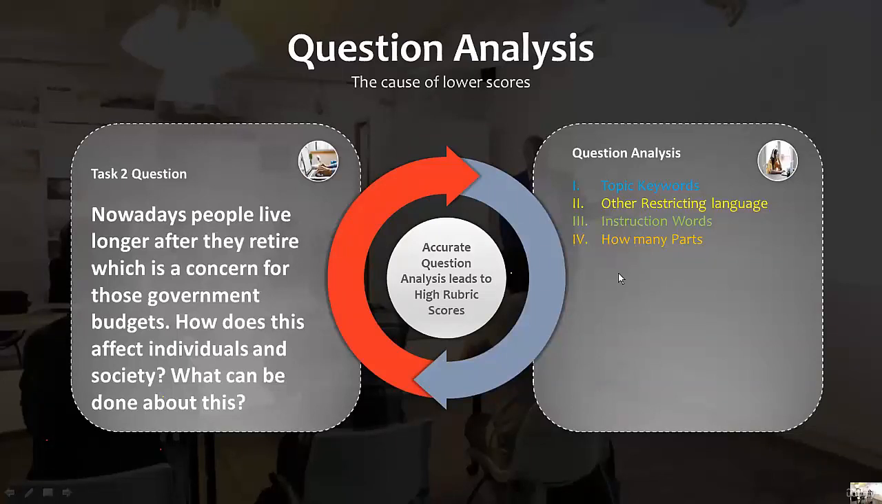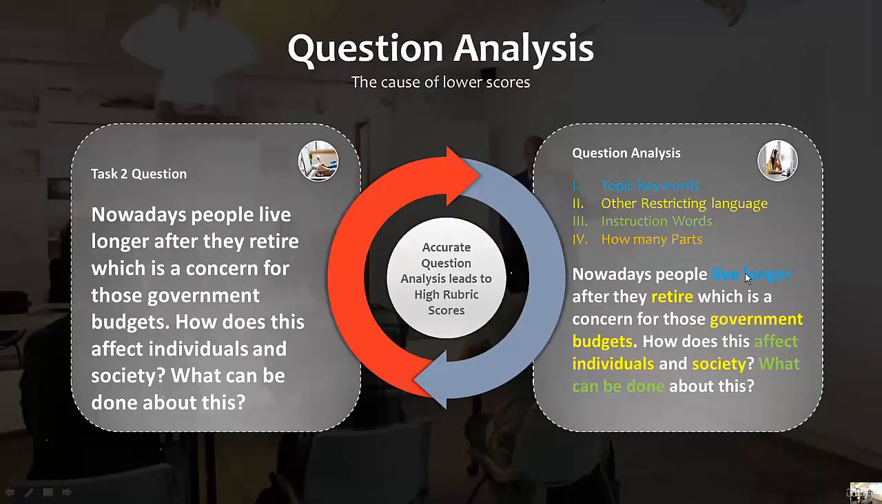The restricting language is retirement and those managing governmental budgets. That's the restricting language, because that's the restricted context in which we're talking about longer life. Longer life is the overall big topic, related to retirement and those managing governmental budgets, which is the restricted language. And then we have some other restricting language also.